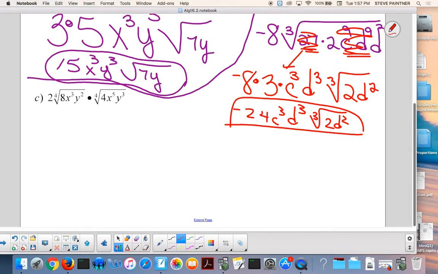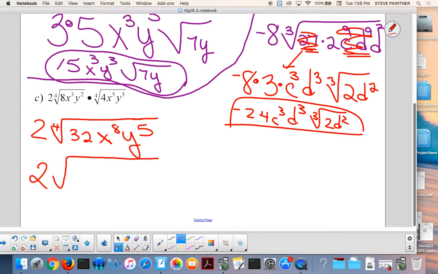Okay. Quick. We got 3 minutes. Ready? You can take 8 times 4 because it's fourth roots. 32. X to the what? 8. Y to the what? 5th. Fourth root of 32. Is 32 a perfect fourth power? No. But what goes into it? 16 does how many times? Twice. Okay, so you should have probably put this times this.